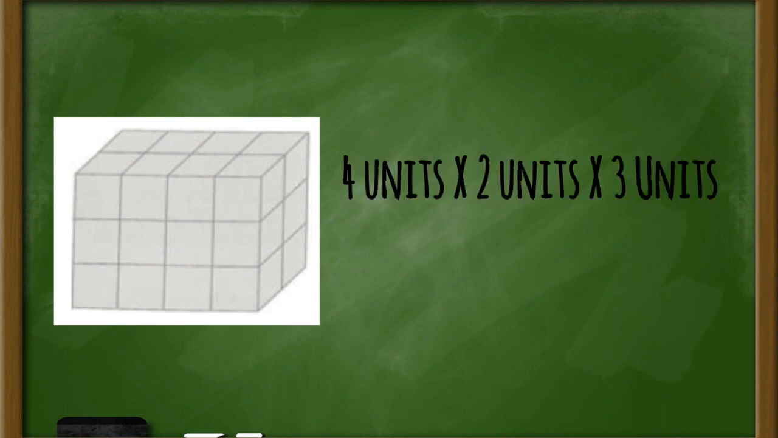When we have those three numbers, we can write the formula for volume like this. Write that formula on your whiteboards. Then multiply those three numbers together. If we were to multiply 4 times 2 times 3, we would get 24 cubic units. Let's write that answer on our whiteboards.